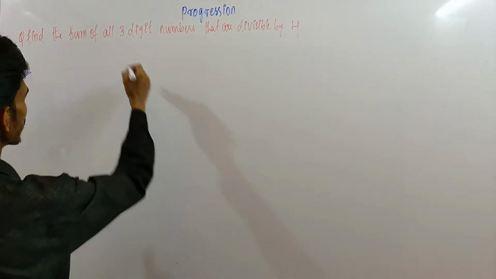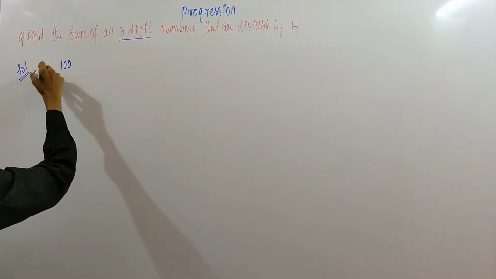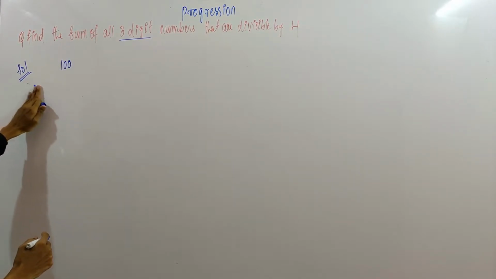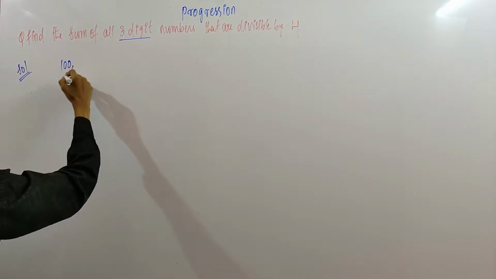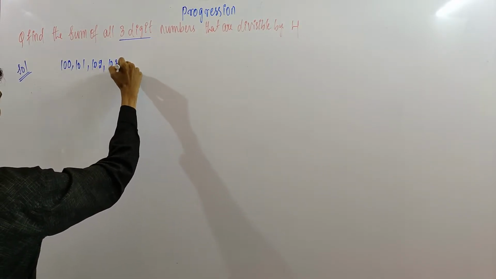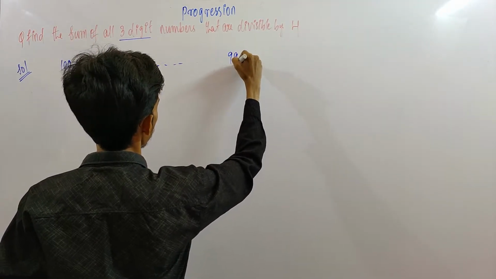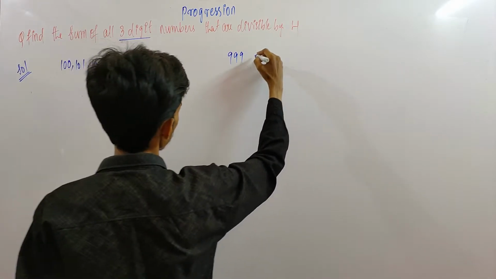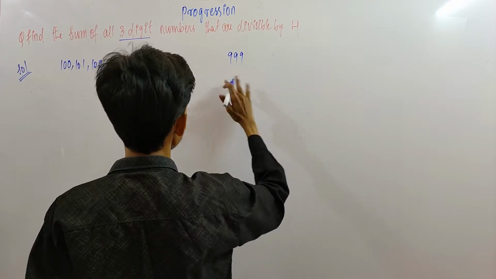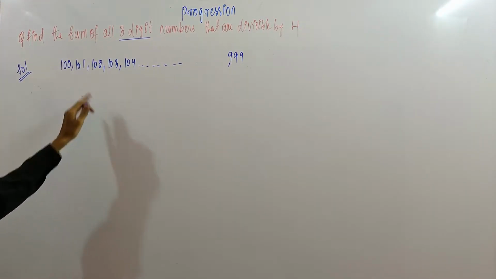Now we want all 3-digit numbers. Let us take 100. If I take 99, 99 is a 2-digit number, so leave it. The 3-digit numbers start with 100, 101, 102, 103, 104 and so on up to 999. If I take 1000, then this will become a 4-digit number, so do not take 1000. We have these 3-digit numbers.